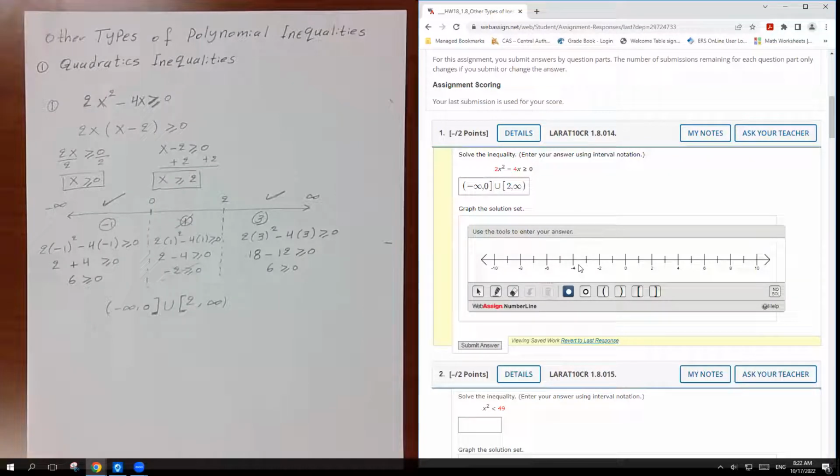From negative infinity to 0. So here is the 0. I'm going to put a bracket here, and the solution is supposed to be to the infinity. Okay. And the second one is from 2. That means the other bracket at number 2, and the solution to the infinity, you're going to click on the infinity. So that's supposed to be our graph. Submit. That's it for this one.